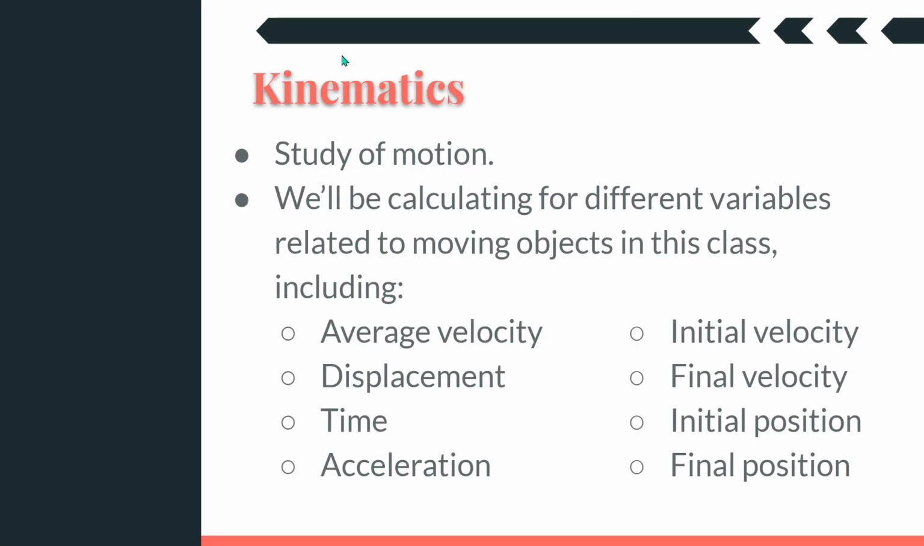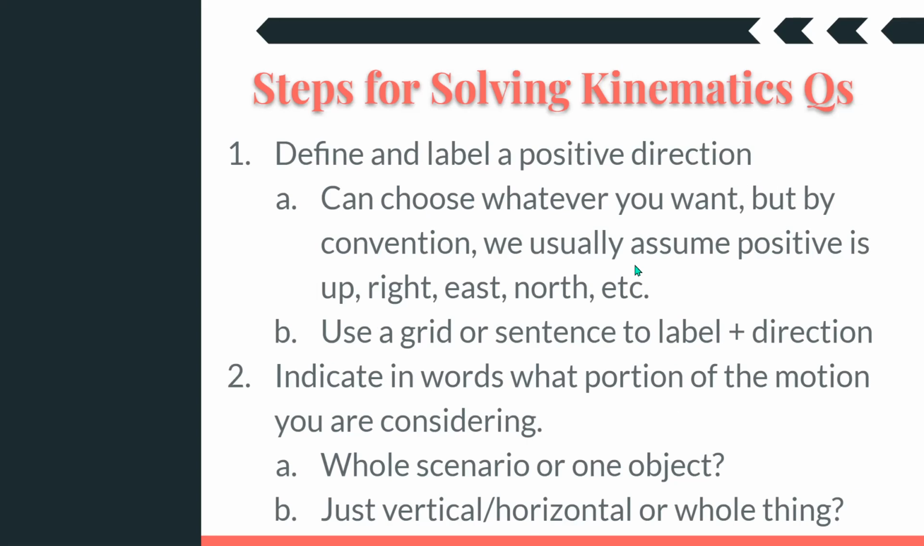All right, again, we're going to go back into kinematics because just like we were able to use these kinematic equations in our first unit with one-dimensional motion, we get to use them in this unit as well with two-dimensional motion. So this is all our review from last unit. But it says we'll be calculating for different variables related to moving objects. Again, these all should look familiar to you. You'll see average velocity, displacement, time, acceleration, initial velocity, final velocity, initial position, final position. And those are going to show up in our equations as well.